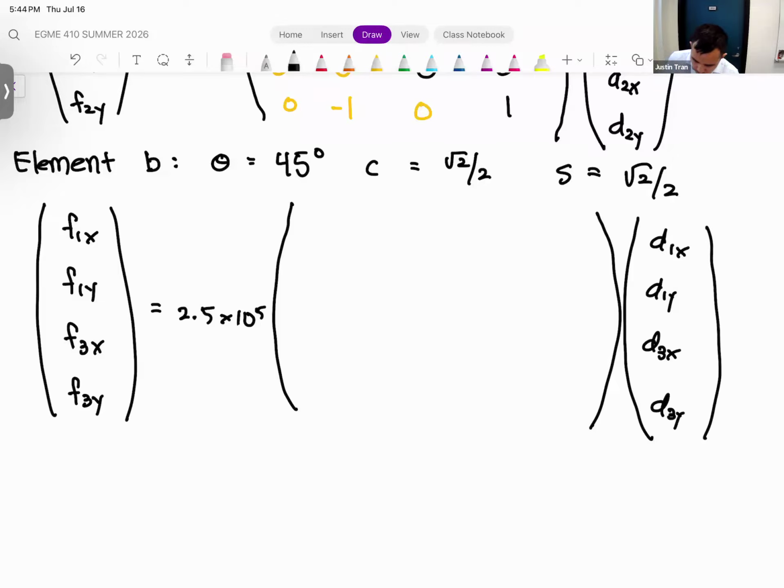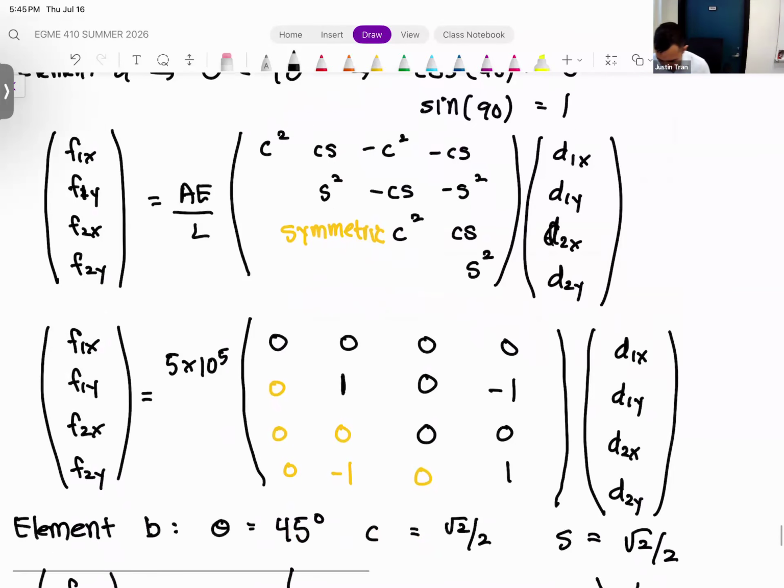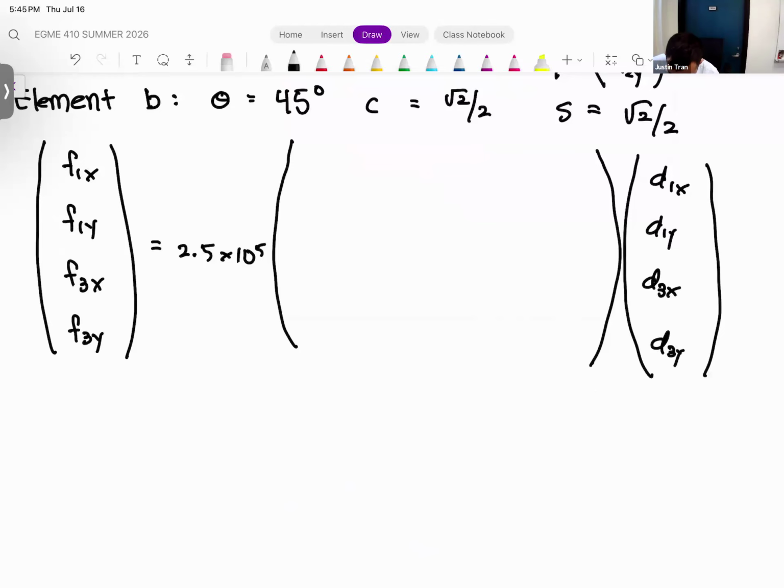Okay. So here our trick is going to be quite useful because we have quite a few entries here. Okay. First thing I'll note is that if you look at every entry in our element stiffness matrix here, it's the product of either cosine squared or sine squared. Okay. Just because we're going to do this over and over again, right? We're going to have a lot of instances where we're going to multiply root 2 over 2 multiplied by root 2 over 2. Okay.